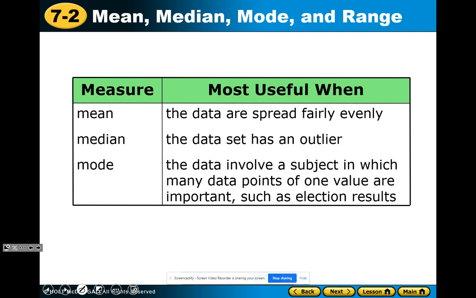So with that outlier here, wouldn't it make more sense to do the median? Because there's the 37, there's a bunch of 13s and a bunch of 12s. So we'd land in that 13 or 12 area, right? And that'd be a lot closer to what we need. The mode: when the data involves a subject in which many data points of one value are important, such as election results.